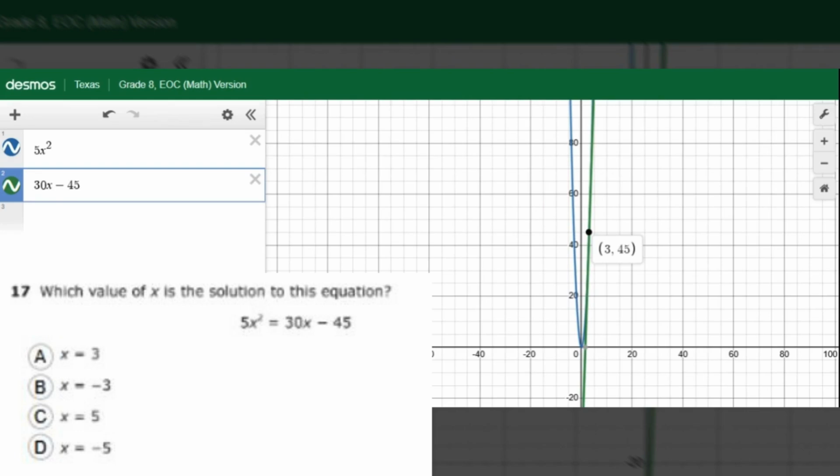So the question here is, what is the solution? So my solution is the x. Okay. My answer is 3.